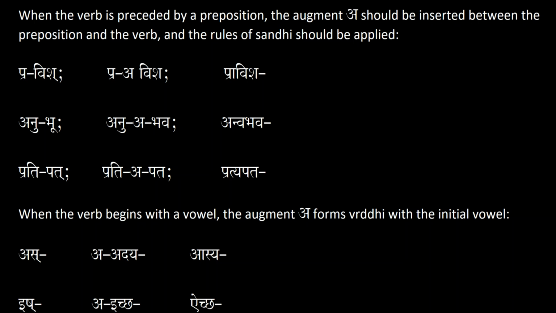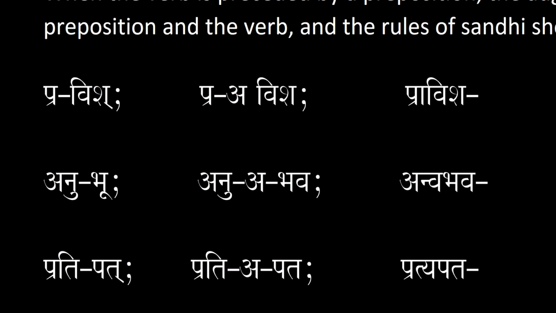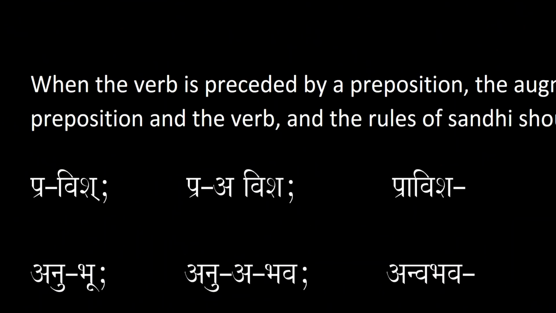in the imperfect tense. They're different because, remember, an augment 'a' is added in the imperfect tense before the verbal base. So when a verb is preceded by a preposition, the augment should be inserted between the preposition and the verb, and the rules of the sandhis should apply. So we will go over 3 examples so that you guys can see what they're talking about.